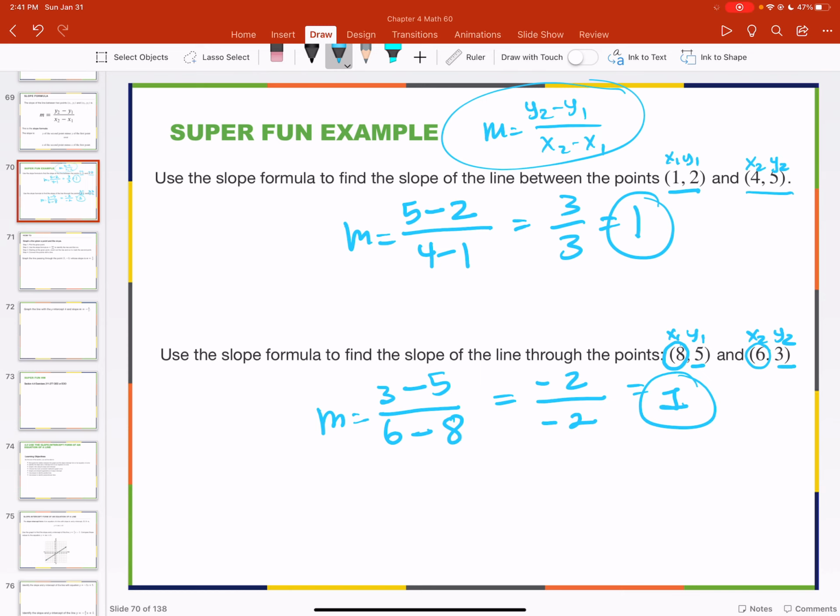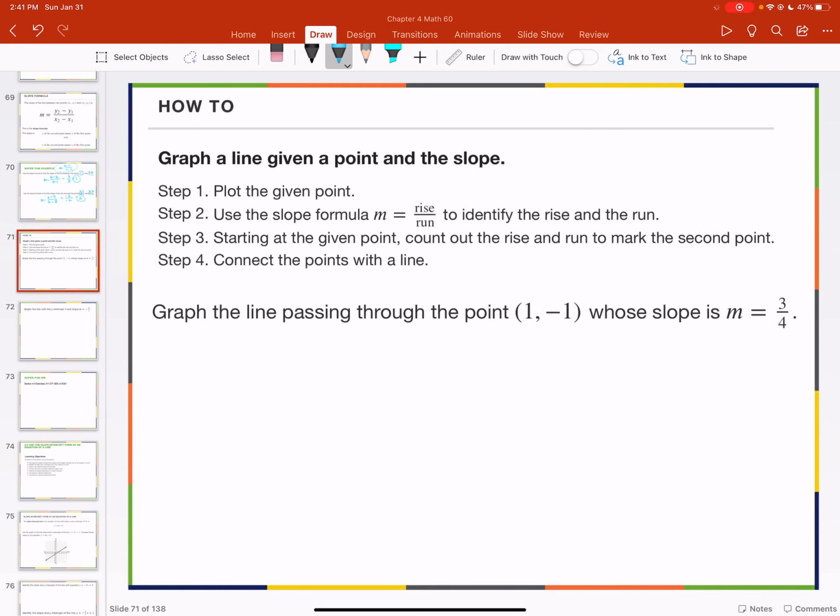Now, what if you had a slope? We've learned a lot about slope today. You can graph a line using a given point and the slope by starting at that given point, using the slope to find the rise and the run, counting the rise and run to make the second point, and then connecting with the line. So let's do an example. Graph the line passing through point 1, negative 1, whose slope is 3/4.